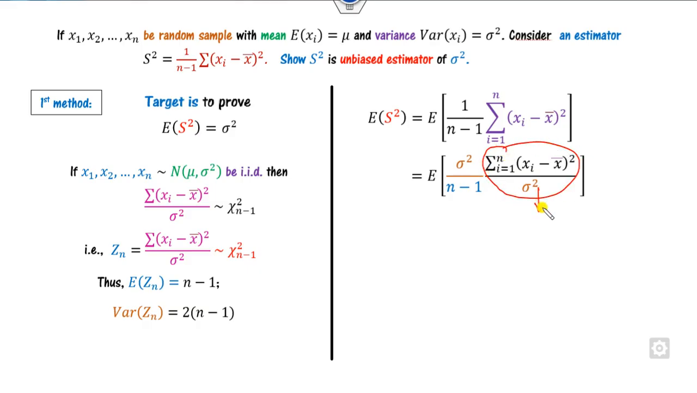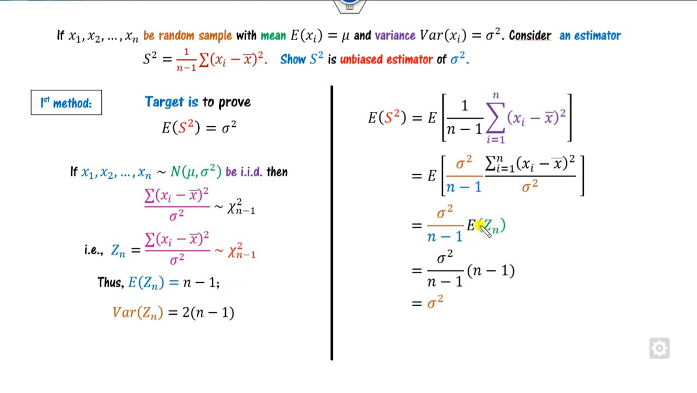This is nothing but my Z_n, and this is my constant which can be taken outside of this. What is the expected value of Z_n? This is n minus 1. The n minus 1 will be cancelled out. You can see it will be sigma square. So what is the meaning of that? E of S square is sigma square. That means S square is my unbiased estimator of sigma square. This is the first method.